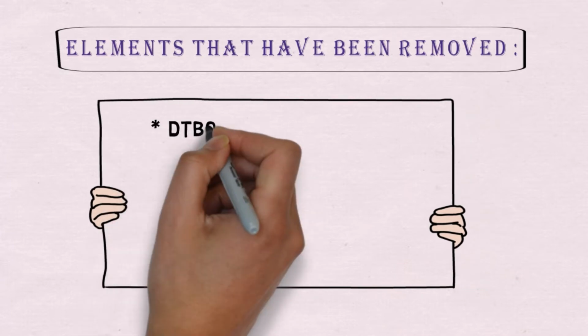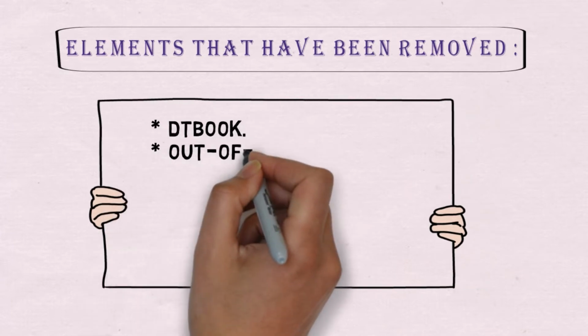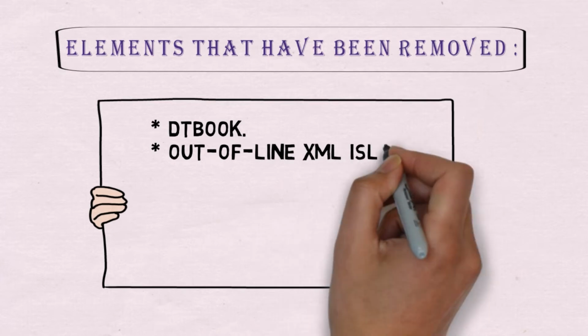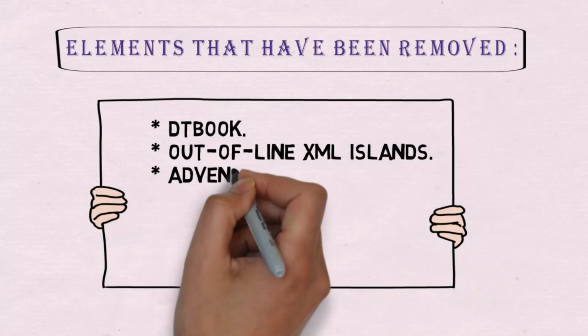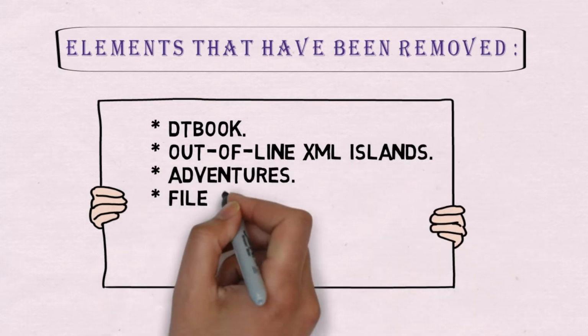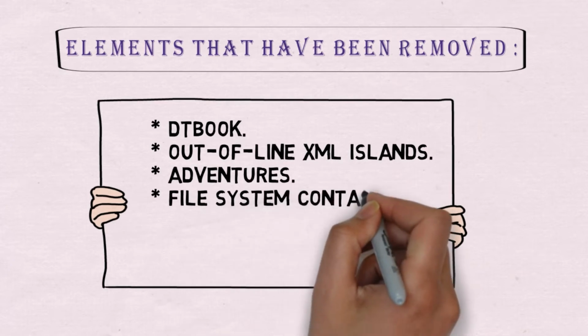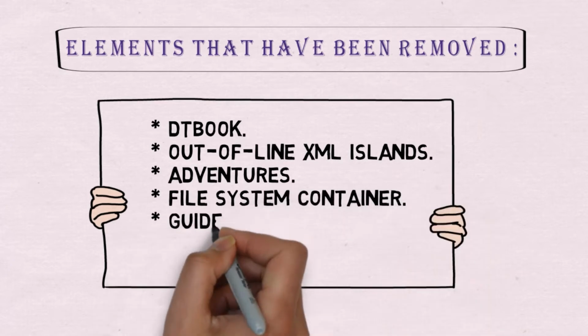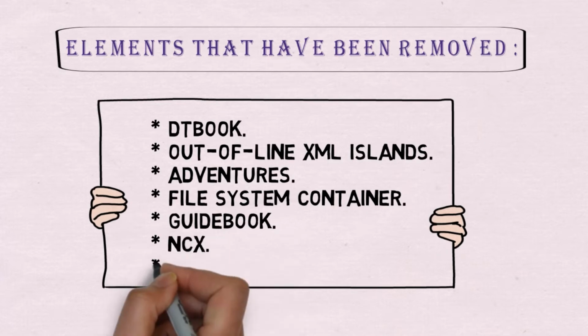Elements that have been removed. DTBook. Out-of-line XML islands. Adventures. File system container. Guide. NCX. 2.0.1 meta element.